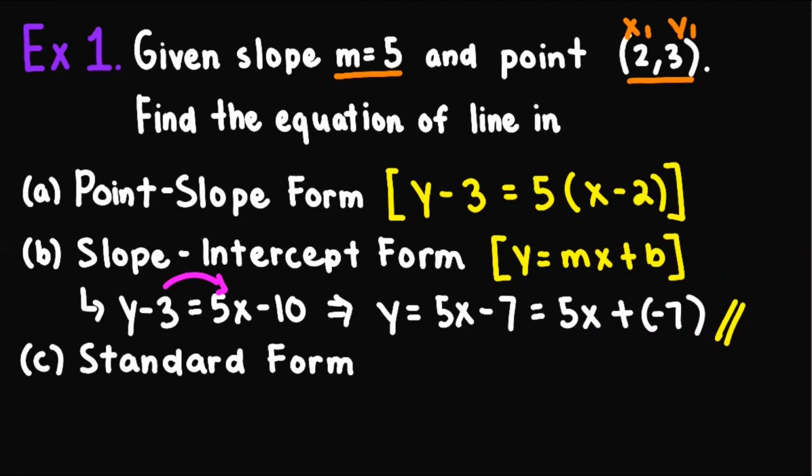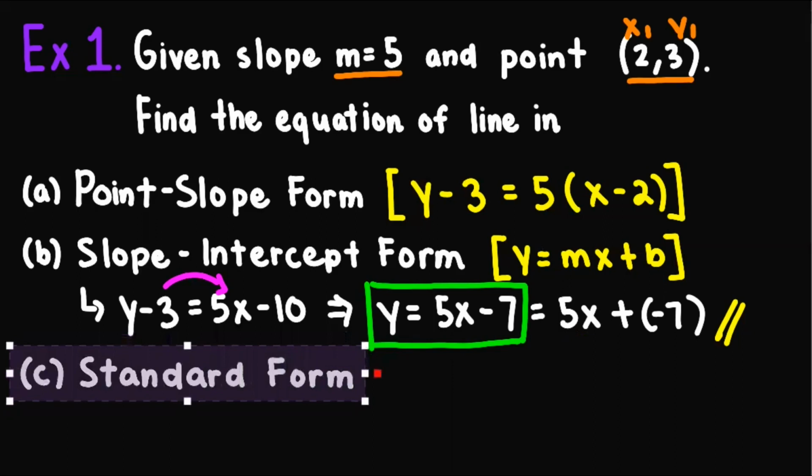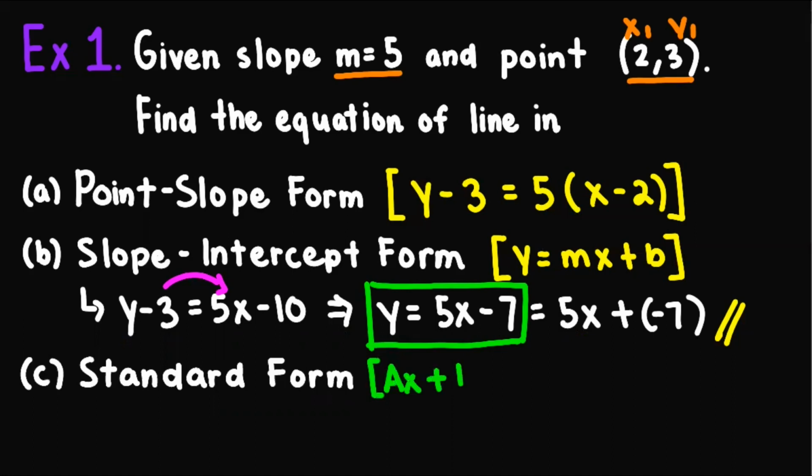Lastly, we convert this to the standard form. We can use the slope-intercept form. Oops, this one. We can use this one to get the standard form. So recall that the standard form is given by capital AX plus capital BY equals capital C, wherein A, B, and C are constants and X and Y are variables. Also, A, B, and C must be integers with A being positive.